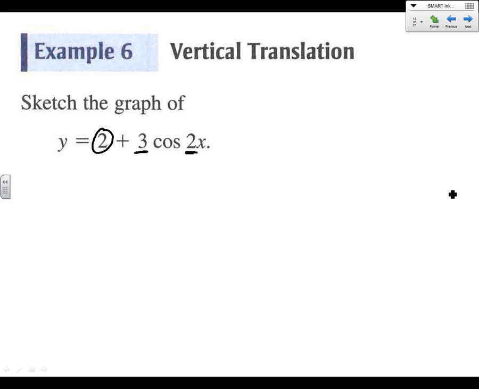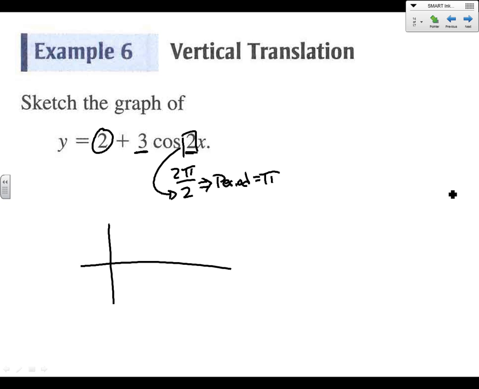We have a period, 2 pi divided by b, that 2. This number here, remember, gets put underneath 2 pi. So we have a period of just pi, and we're going to be shifted up by 2. All right, so I'm going to sketch this out here and say 3, 4, 5.